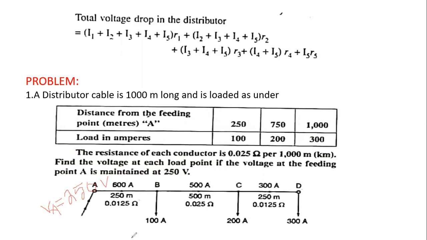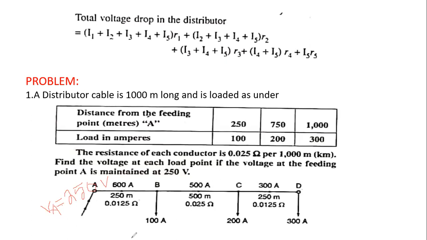Okay, the total distance for this feeder is 1000 meters. The feeder name we are considering is AD. The total distance for that AD feeder is 1000 meters.